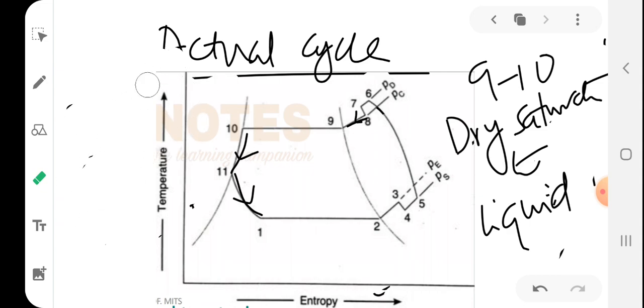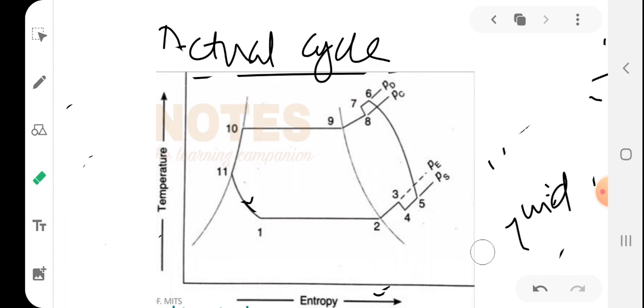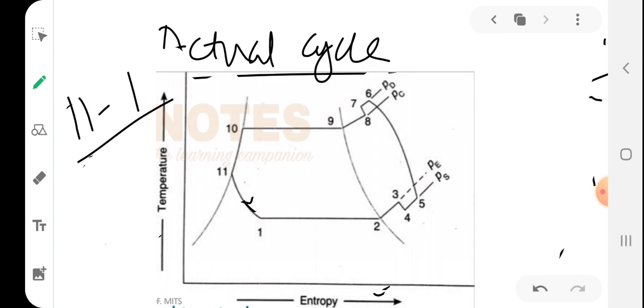11 to 1 is nothing but expansion, right? 11 to 1 represents the expansion of subcooled liquid refrigerant by throttling from the condenser pressure to evaporator pressure. This pressure is condenser pressure, and this pressure is evaporator pressure. So PC to PE, an expansion takes place through an expansion valve.